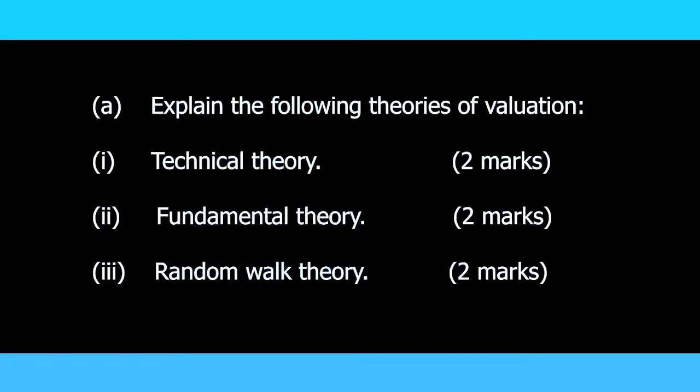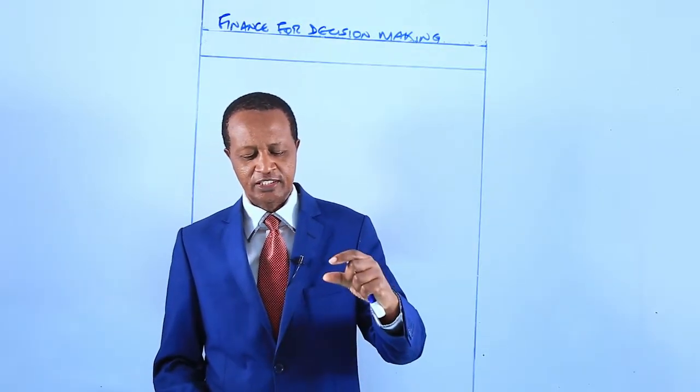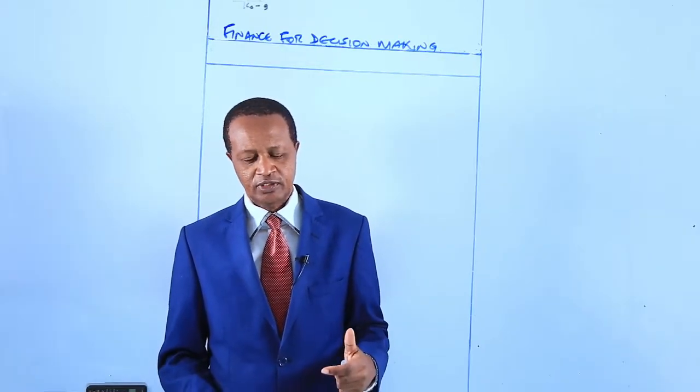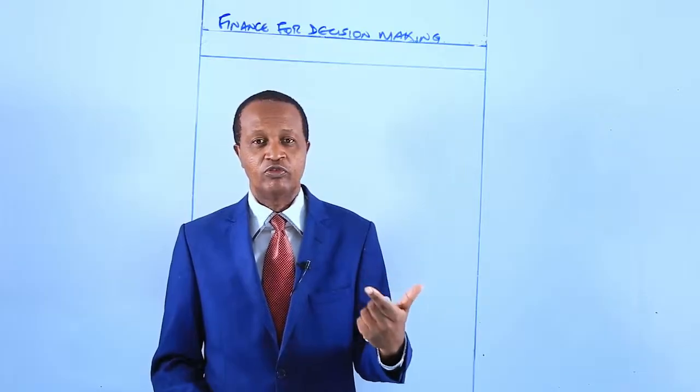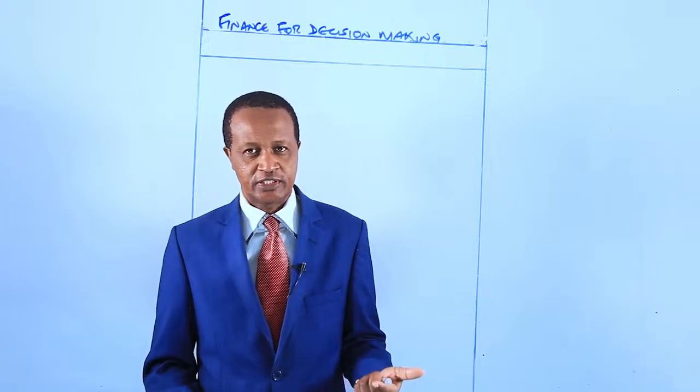Question A reads, explain the following theories of valuation. 1. Technical theory, 2 marks. 2. Fundamental theory, 2 marks. 3. Random walk theory, 2 marks. That is part A of the question. So let's answer part A, then we'll answer part B, then C, one section at a time. Now, these are 3 theories of valuation of stock. These are stock valuation theories.